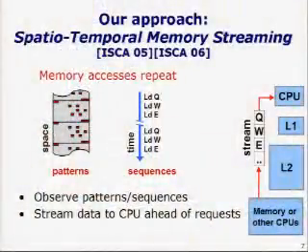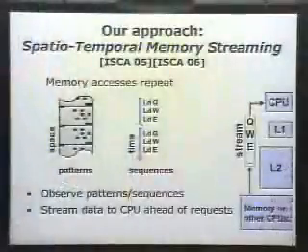So the approach that we've taken in our project at Carnegie Mellon, which my thesis is a part of, we call spatio-temporal memory streaming. Okay? And the key observation here is that memory accesses repeat along two dimensions, along the space dimension and along the time dimension. Okay? What I mean when I say that memory accesses repeat along the space dimension is, if we look at the layout of memory accesses relative to the space of memory pages, we actually see the same pattern of accesses over and over again.